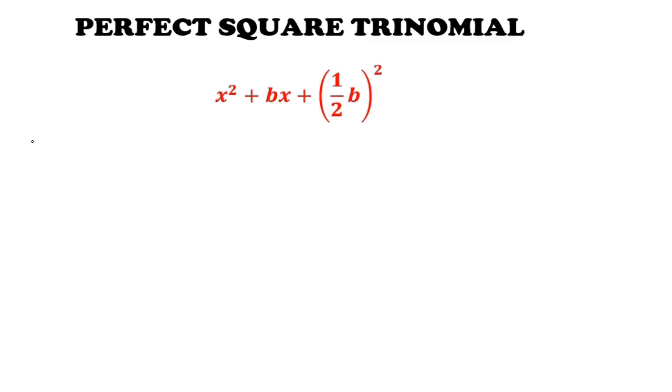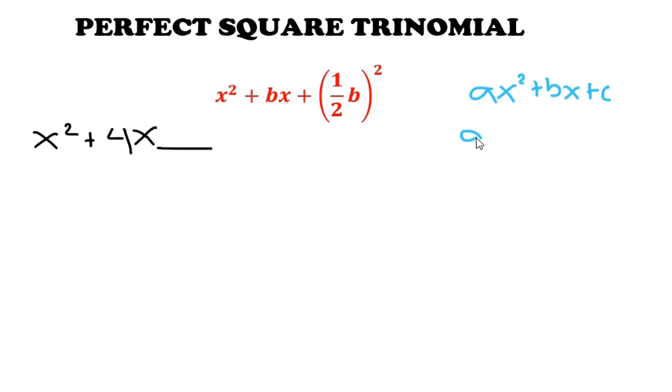For example, x square plus 4x. Kulang pa ng isa. So, ano kayang dadagdag natin para maging perfect square trinomial? Okay, naaalala ninyo pa ba yung ax square plus bx plus c? Ngayon, missing yung c.